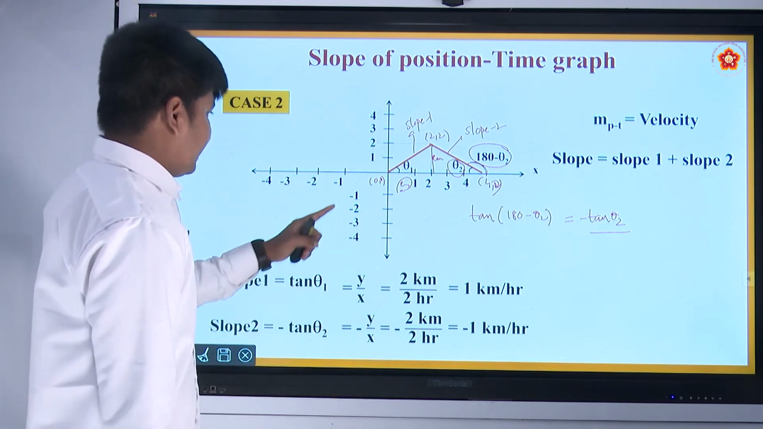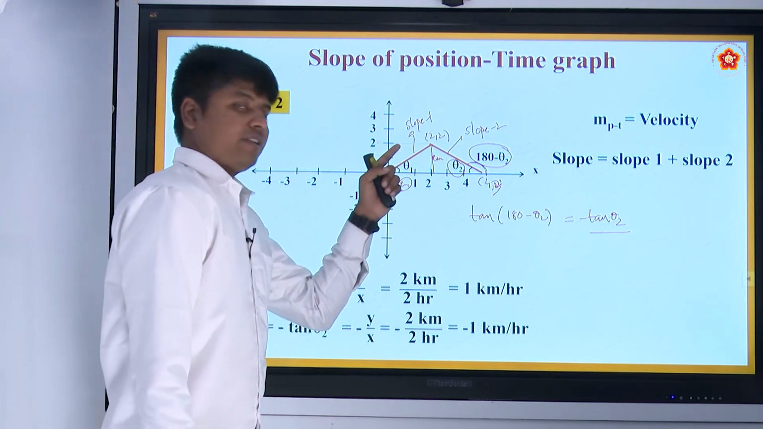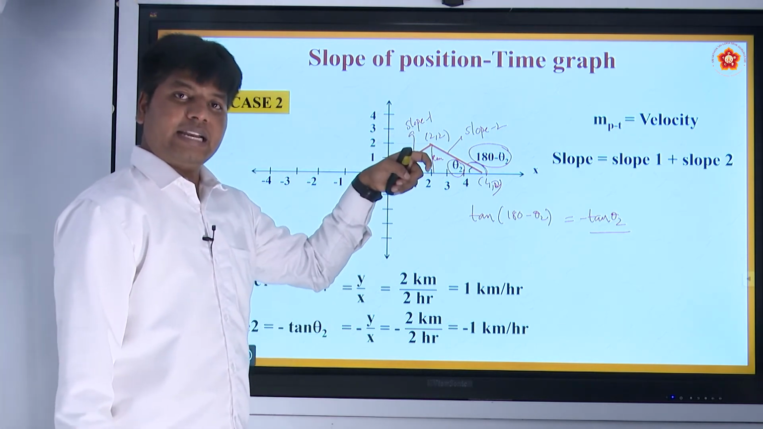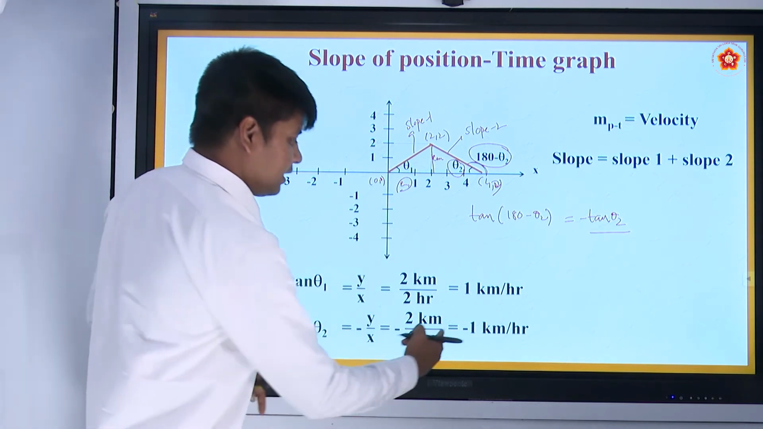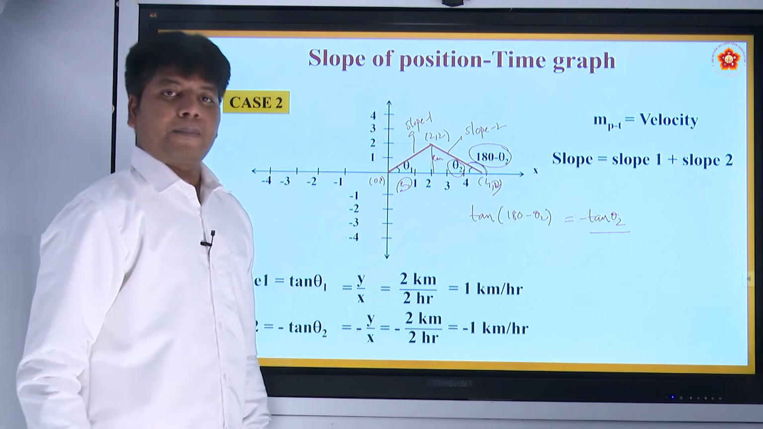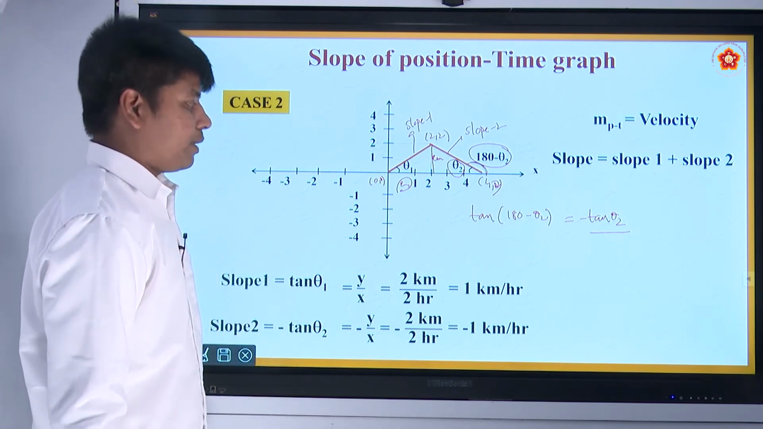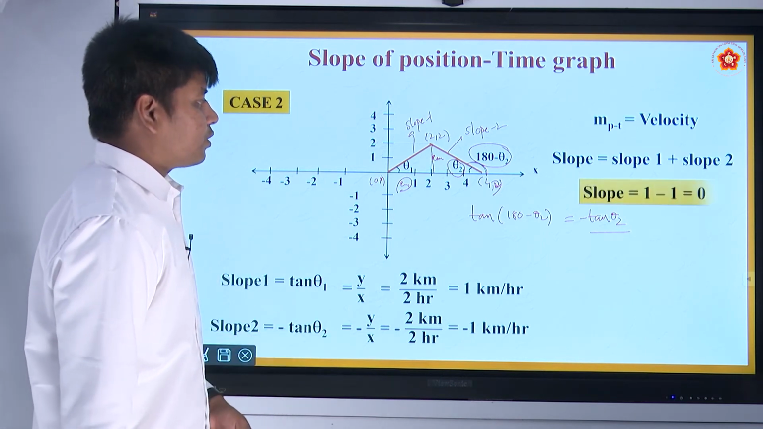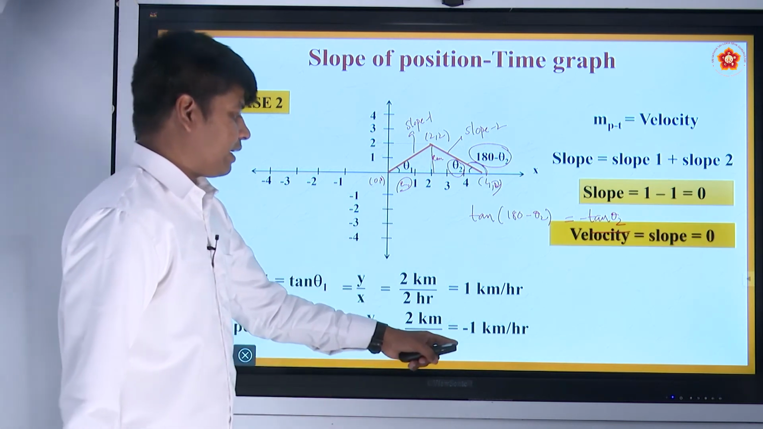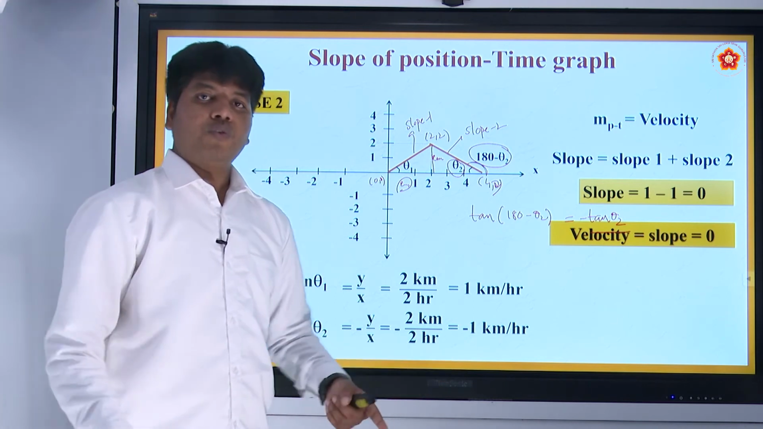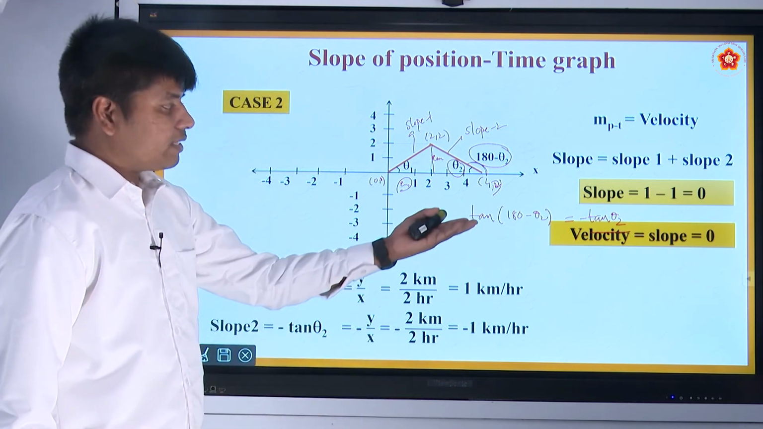In the first case, it is increasing 1 km per hour in the positive direction. In the second case, it is coming back towards its original position. That is why it is minus 1 km per hour. You add these two slopes, what you will get? You will get slope is 0 because one is 1, again another is minus 1. So overall change is 0.